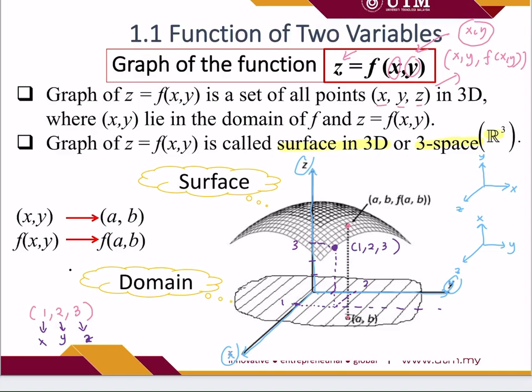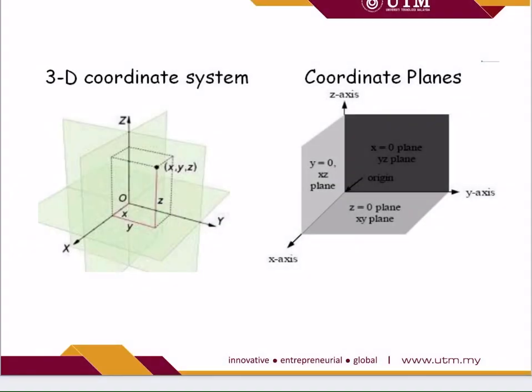What we did just now is the 3D coordinate system. We already sketched the point of x here, and the point of y, and then we project it to the surface, which is x, y, z. So that one is the 3D coordinate system.